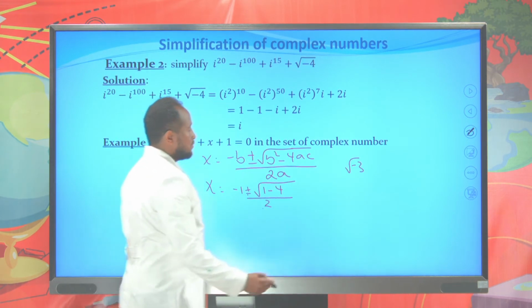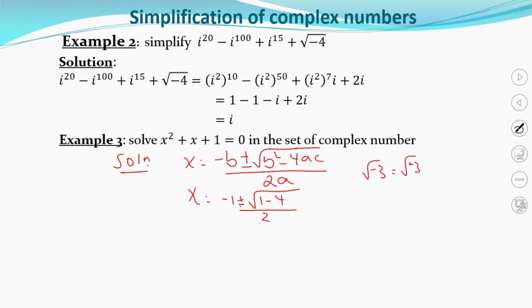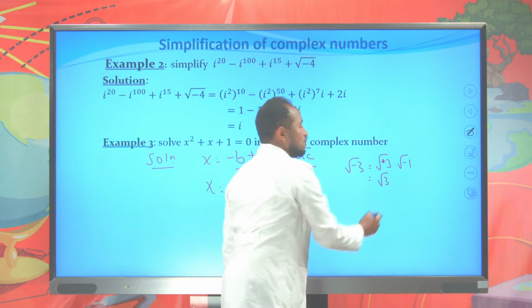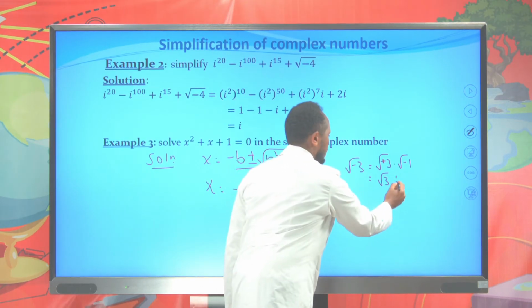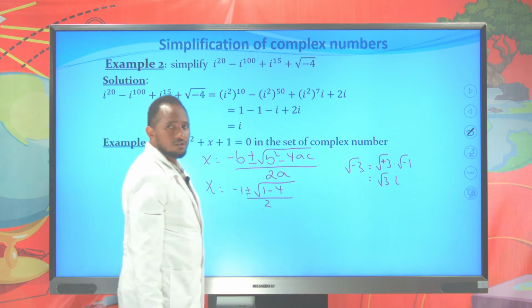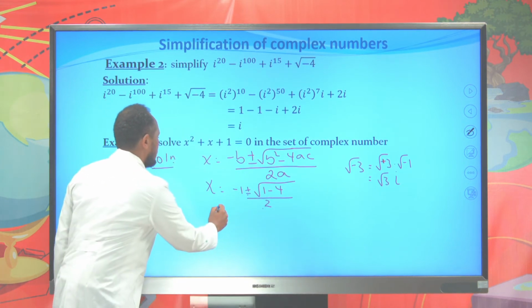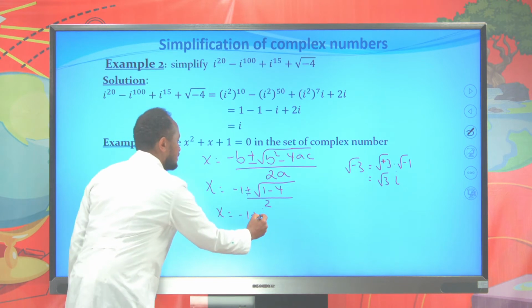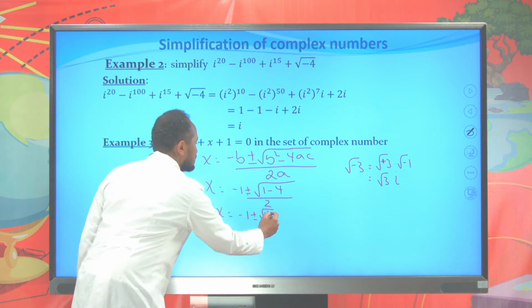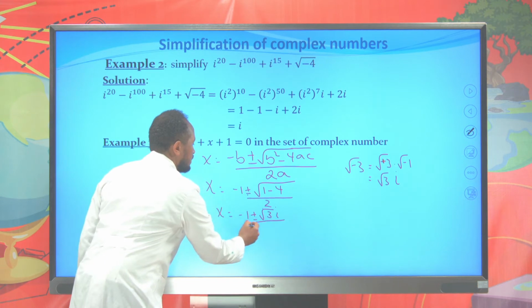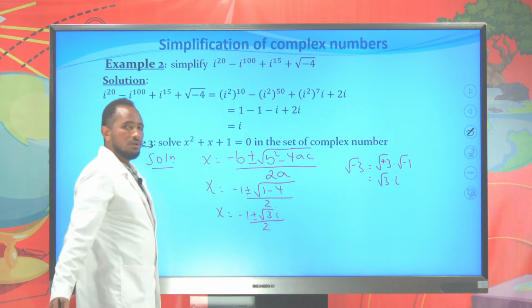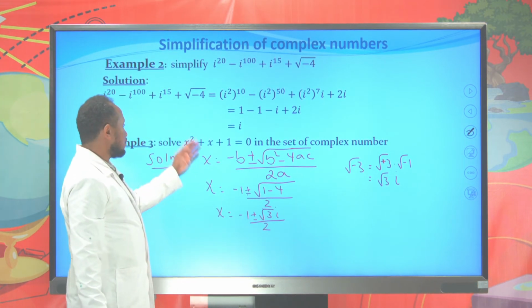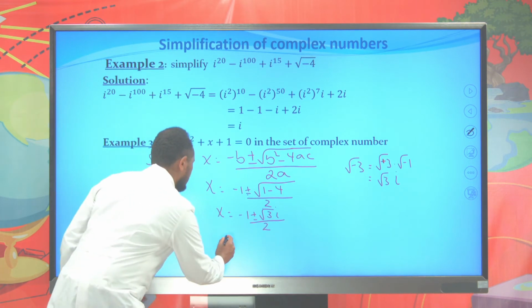This is equal to the square root of 3 times the square root of negative 1. So this is the square root of 3, and the square root of minus 1 is i. So it is square root of 3i. Therefore, here x is equal to minus 1 plus or minus the square root of 3i, divided by 2. So the solution set for this equation is written in this form.